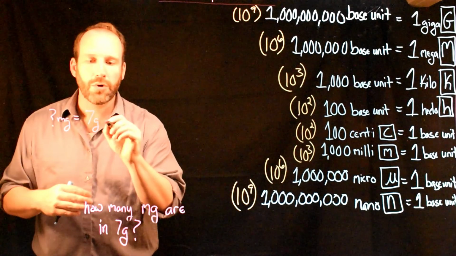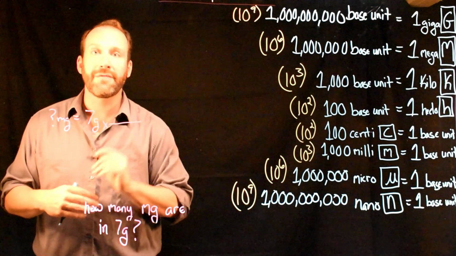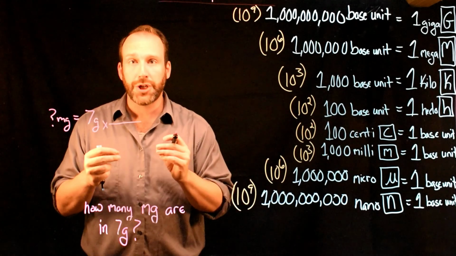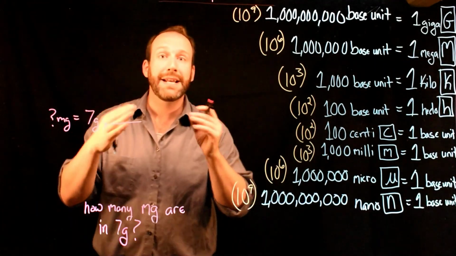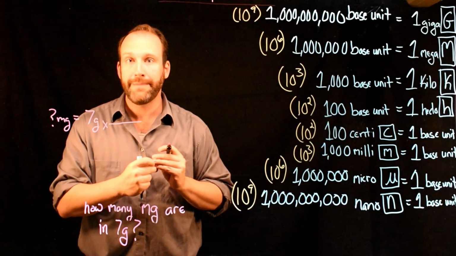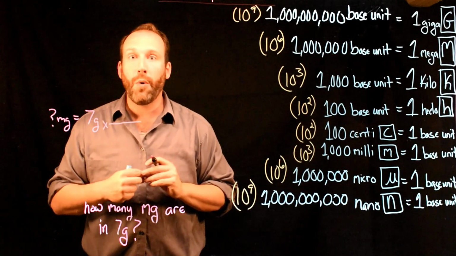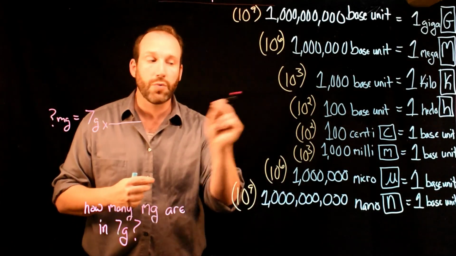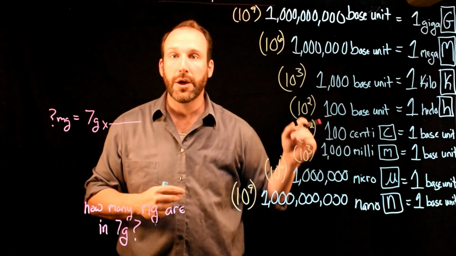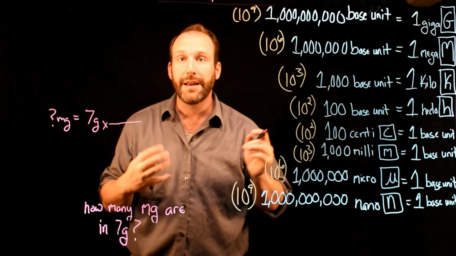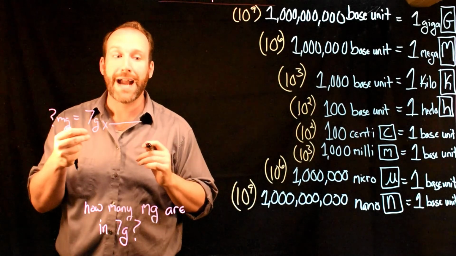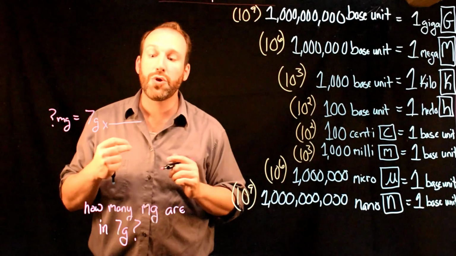To do that, we're going to multiply by what's called a conversion factor. A conversion factor is an equality that's been turned into a fraction. So we know an equality that relates milligrams to grams. We know that there are 1,000 milligrams in 1 gram. Well, great. If we know that equality, we can turn it into a fraction. And in fact, we can turn it into 2 fractions.